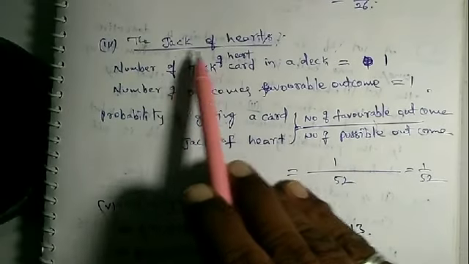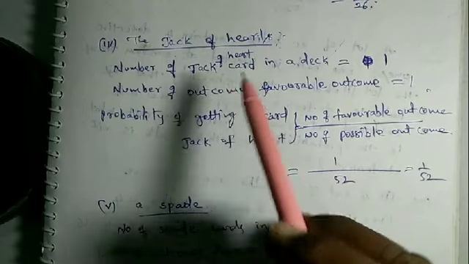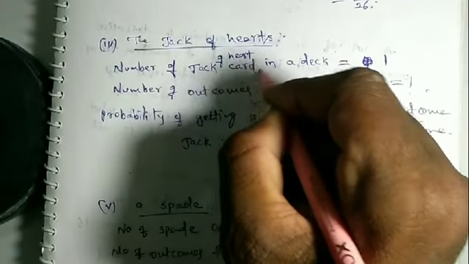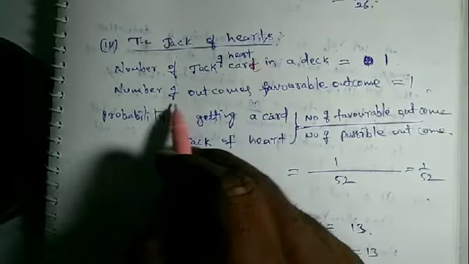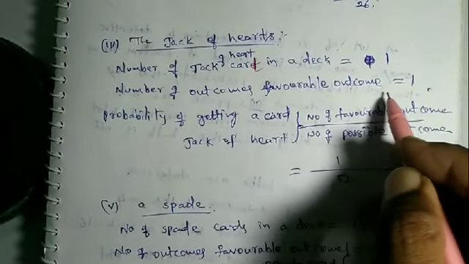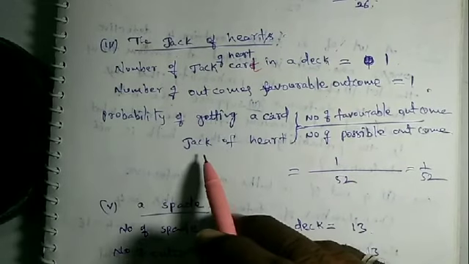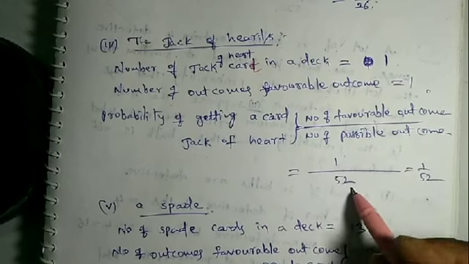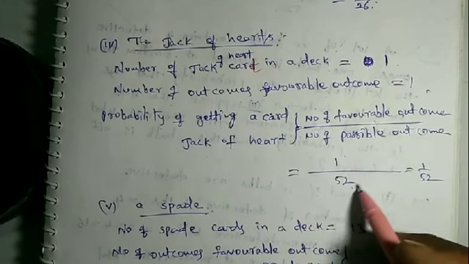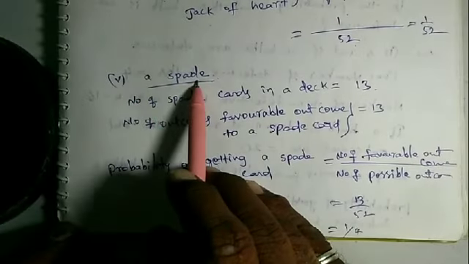Fourth one, the jack of hearts. Number of jack of heart in a deck is equal to 1. Number of favorable outcomes is equal to 1. Probability of getting a card jack of heart is equal to 1 by 52.